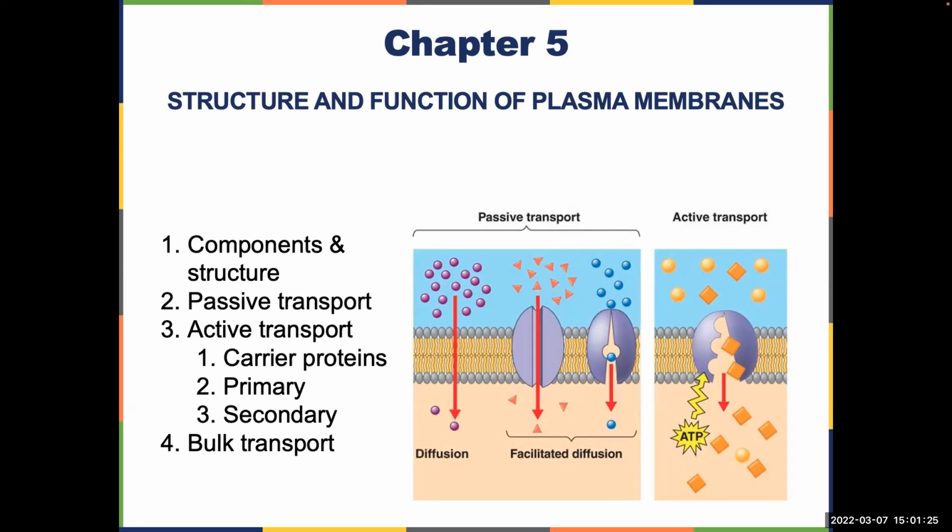Welcome. Today is chapter 5, structure and function of plasma membranes. Some of this will be reviewed from lab and some of this will be adding to that. So we'll talk about components and structure of the membrane. We'll talk about the difference between passive and active transport. We'll mention some proteins that are used for the transport of materials.